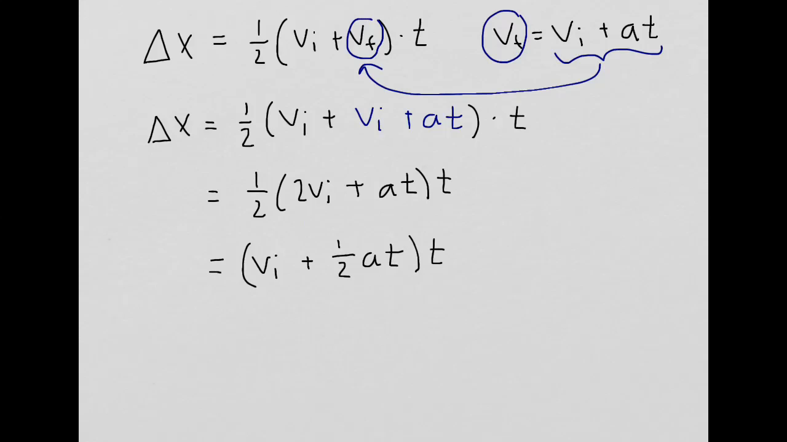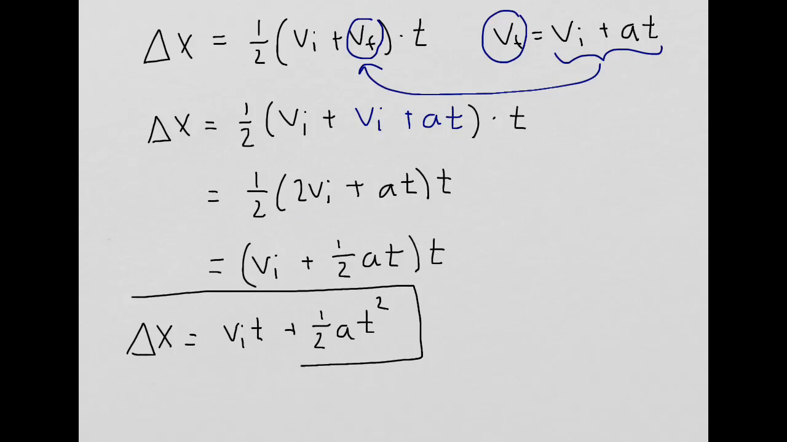all times t. And then I get my final equation, which is delta x equals initial velocity times time plus 1/2 acceleration times time squared. And this is a really important formula that's going to come up quite a bit when we talk about free falls.